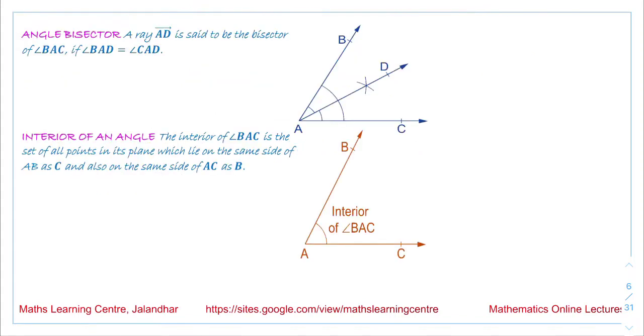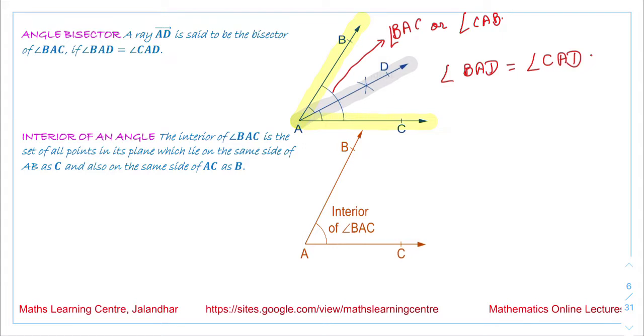Now the next definition we have is angle bisector. Suppose AB is a ray and AC is a ray, and they form the angle over here. This is the angle BAC, or we can say angle CAB. Then we have drawn another ray, AD, and it is drawn such that angle BAD is equal to angle CAD.